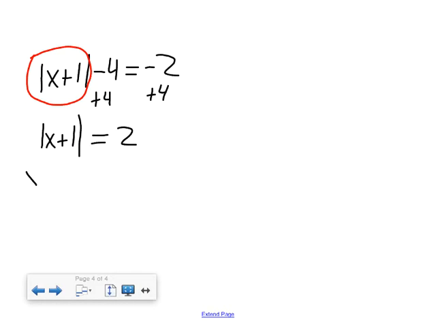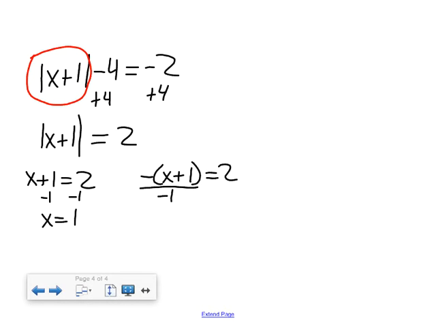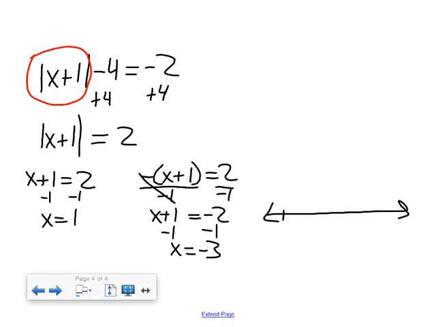All right, so now we can say x plus 1 equals 2, and the opposite of x plus 1 equals 2. So x here, when we subtract 1, would be equal to 1. And on this side, now I'll show you the other way. Instead of distributing that negative, we could just divide by a negative 1. So we would have x plus 1 equals negative 2. And then subtract our 1 from each side. So we have x equals negative 3. Don't forget we have to graph that. So we have solutions at negative 3 and 1.